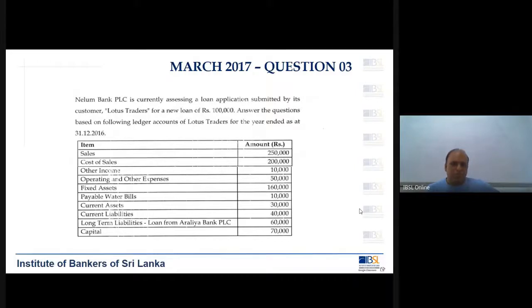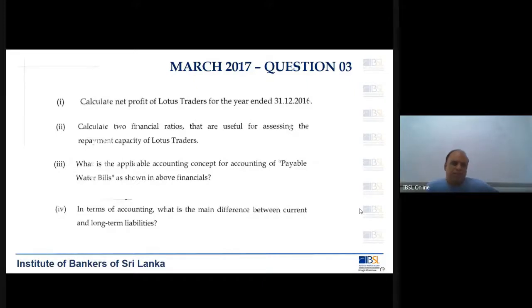So likewise, they have sales, cost of sales, other income, operating and other expenses. Likewise, they have given some items. So based on those items, they want you to answer the questions below. Let's look at the questions now. Calculate net profit of Lotus Traders for the year ended 31/12/2016. So they want you to calculate the net profit.